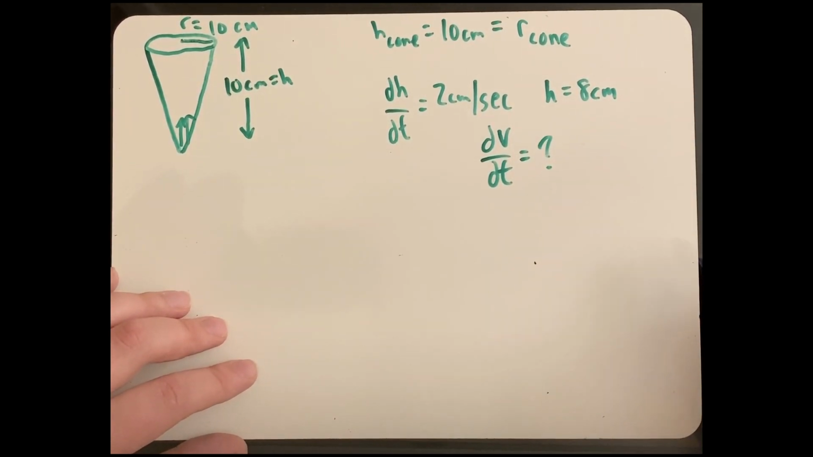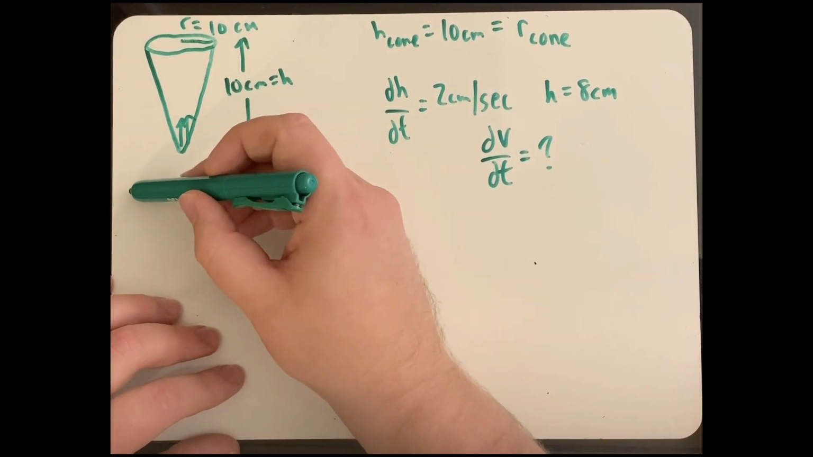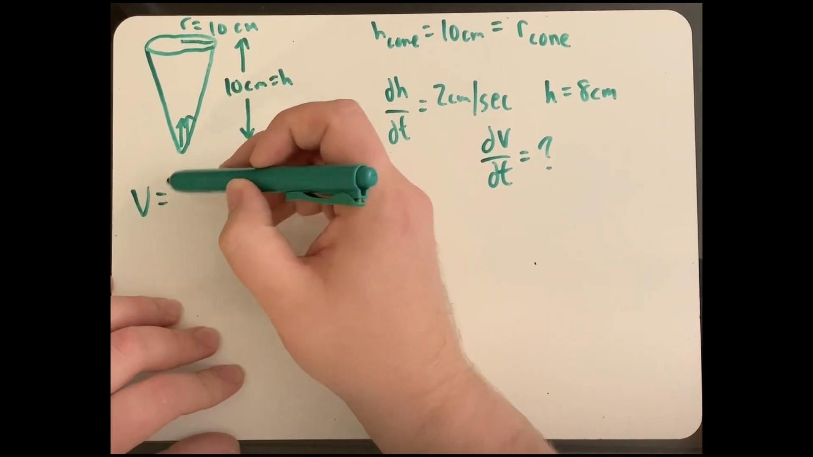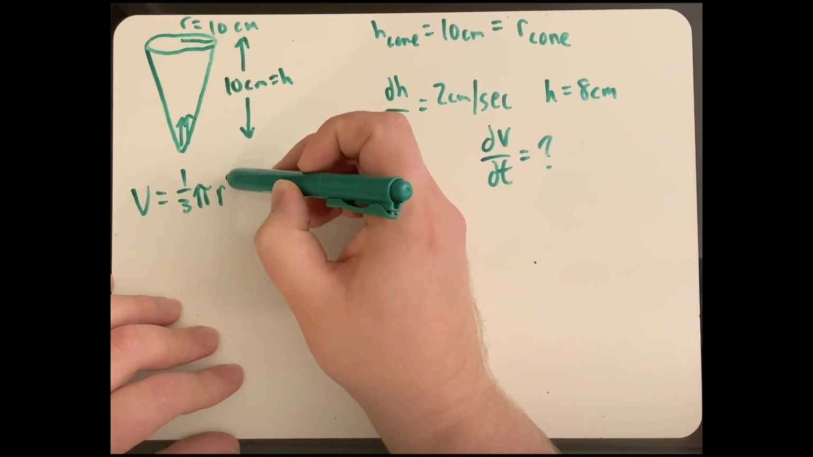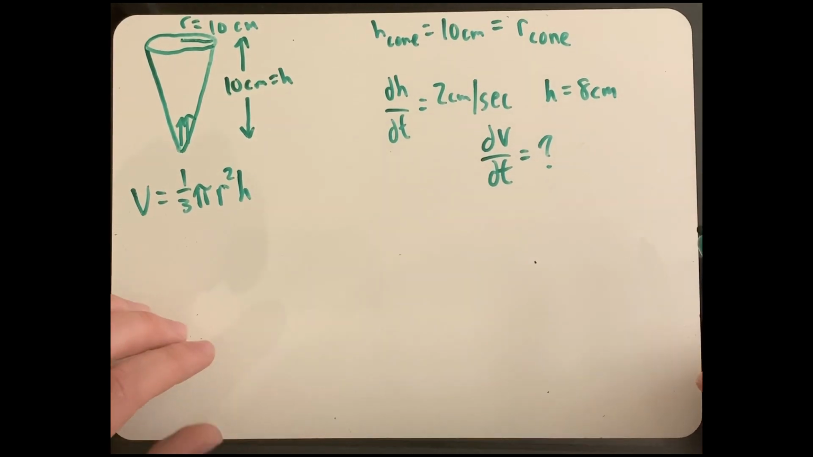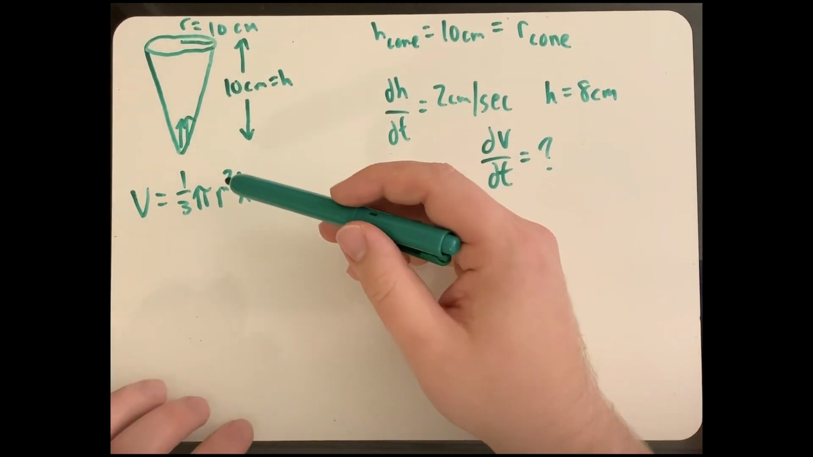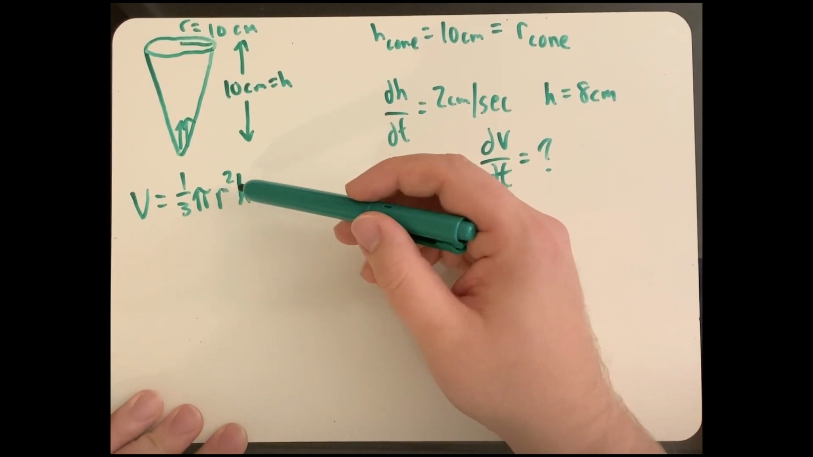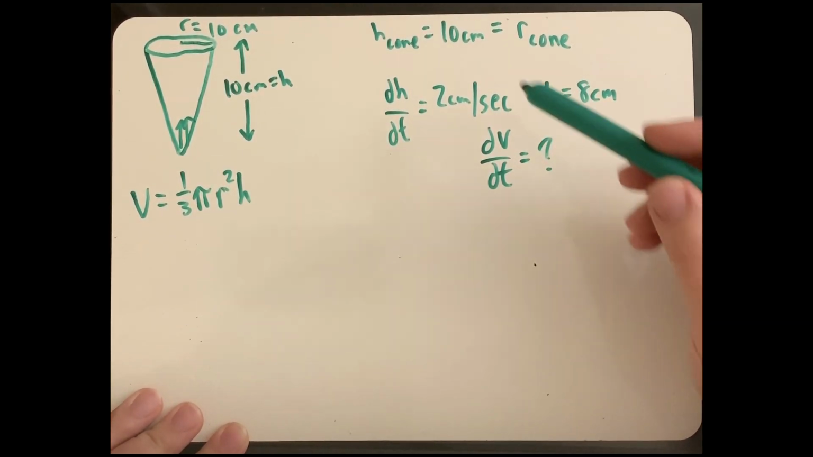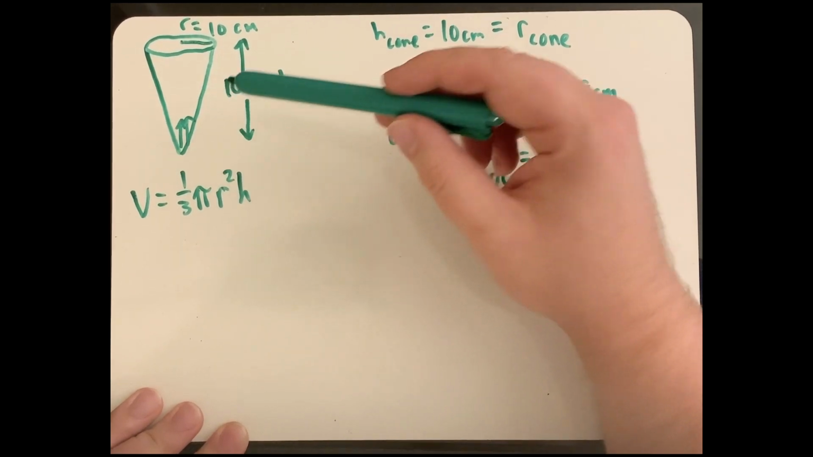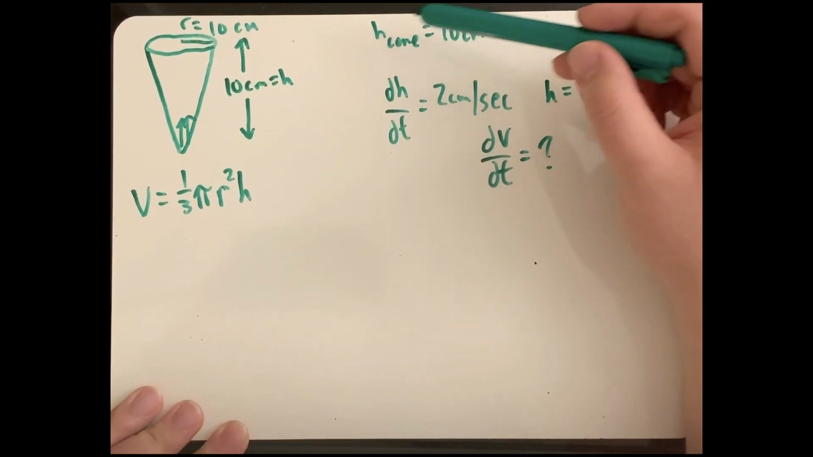All right, and then we go into our known equations. So the volume of a cone is equal to 1/3 pi r squared h. And this is where we kind of run into a problem, because I know that I might need a product rule for r squared times h, and I don't really have a dr dt. So here's where we can relate our height and our r for this particular cone.